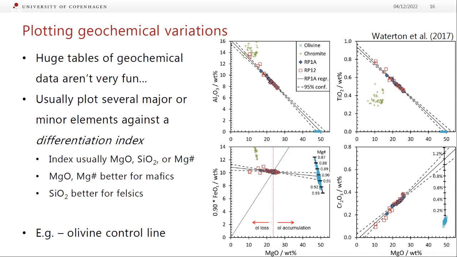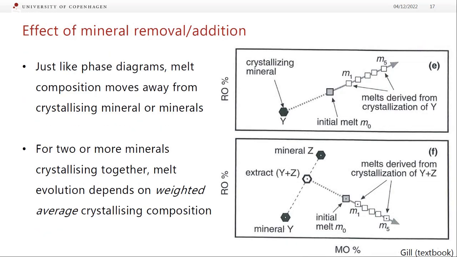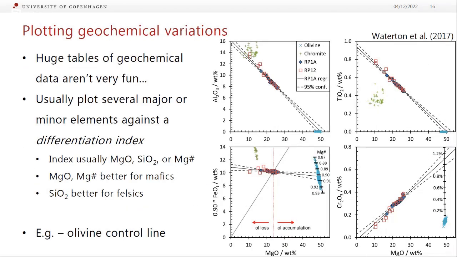Yeah? I think I have a problem understanding how you can tell which way it's going. Yeah, so that's why this differentiation index comes in handy, and I think this is the next... No, I'll talk about it now then. So the reason we use MgO in mafics is because usually the first phase to crystallize is olivine.